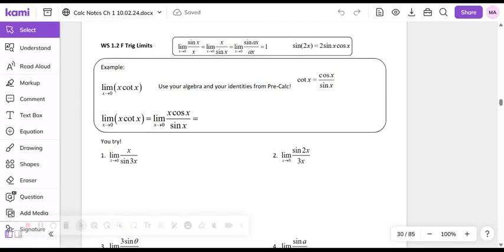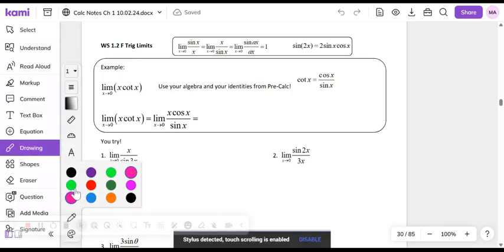Hello. What we're going to be working on in today's video is how to take trig limits. And this is just the beginning of what we'll be doing for quite a while. So first off, let's take a look at what we have over here.